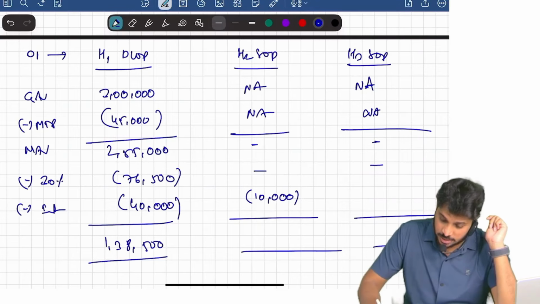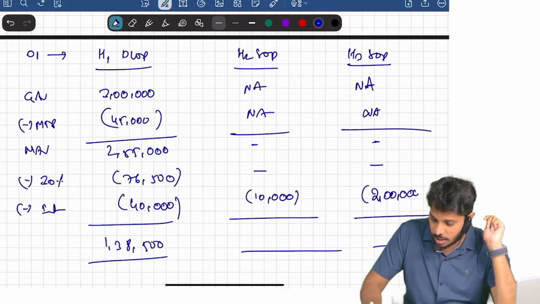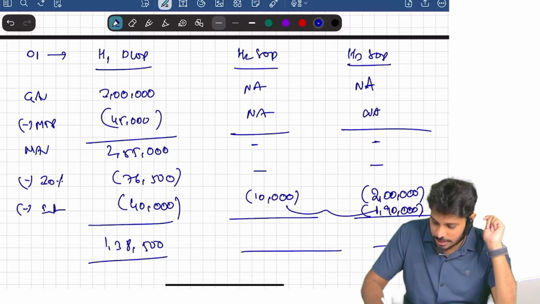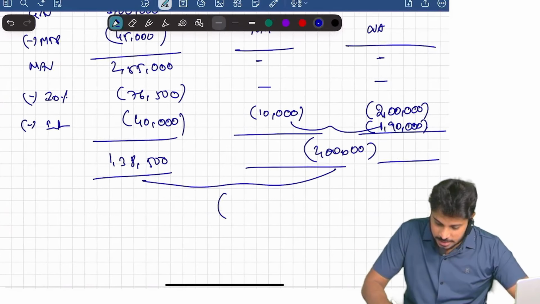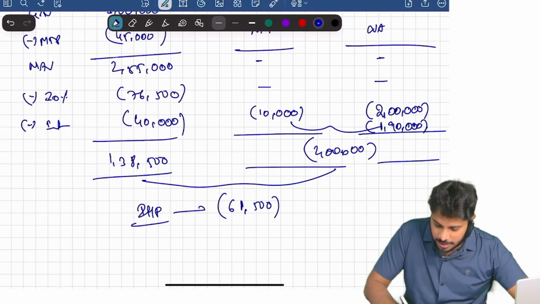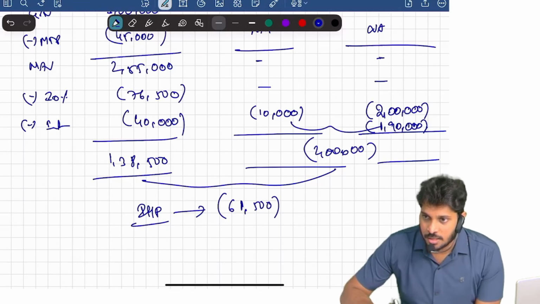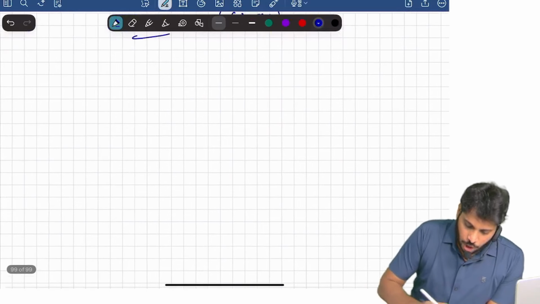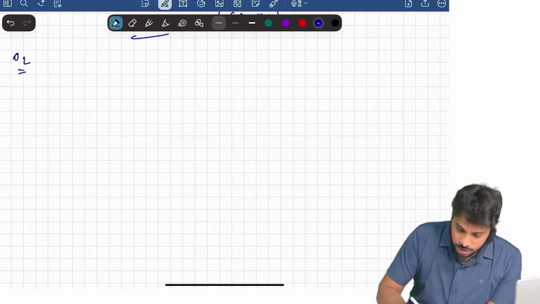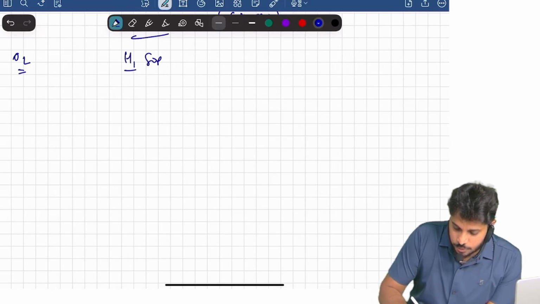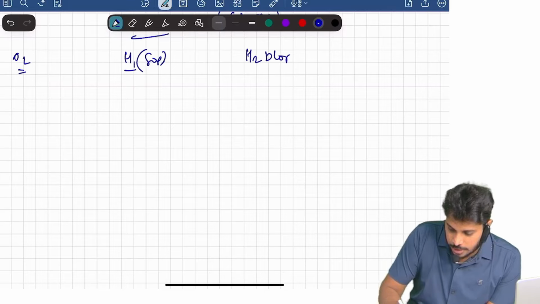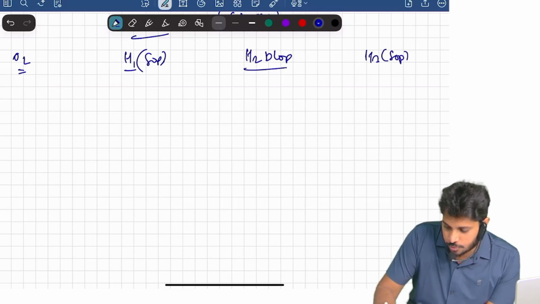But since it's a self-occupied property, maximum you can claim how much? 2 lakh, but restricted to 1,90,000. So restricted to 2 lakhs negatively, correct? Therefore the answer is negative 61,500. Income from house property is 61,500 negative. Agreed. Option 1. Then we need to do option number 2. Now what is option number 2? House 1 SOP, house 2 DLOP, house 3 SOP, correct?